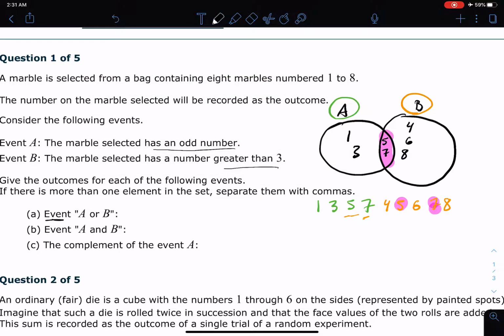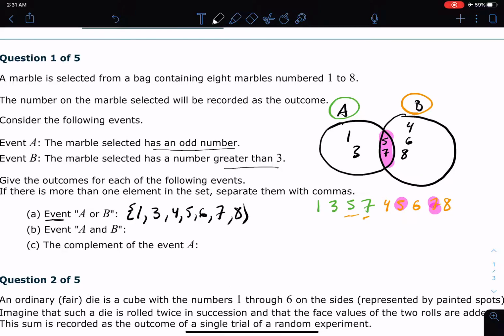Anyhow, event A or B is just the union of all those. It's in A or B or both. So it's just going to be 1, 3, 4, 5, 6, 7, 8. Okay, don't double count them.